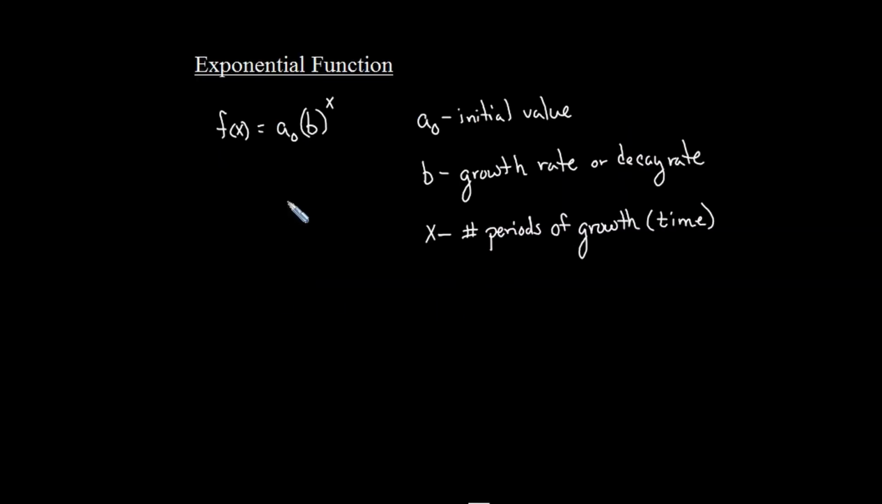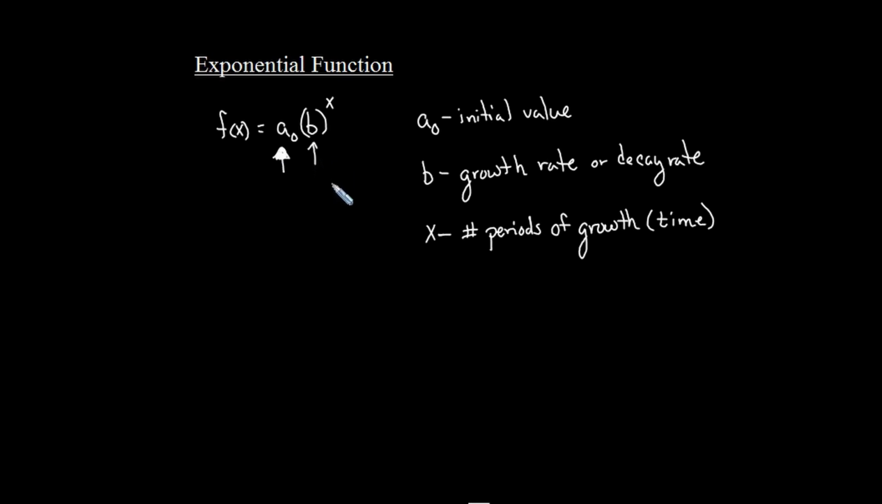An exponential function can be modeled with the initial value, a sub-zero. That means the initial value. That's our starting value, our initial value. So in a word problem, that's going to be whatever our initial population is that we'll be talking about.